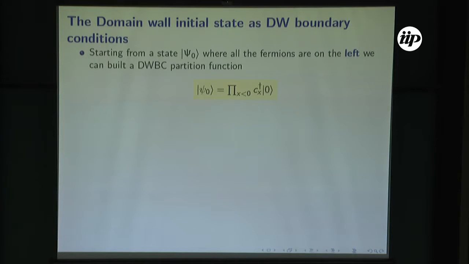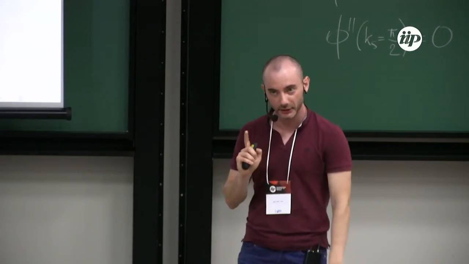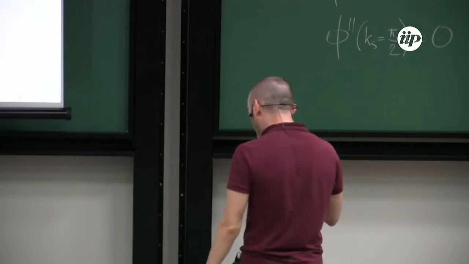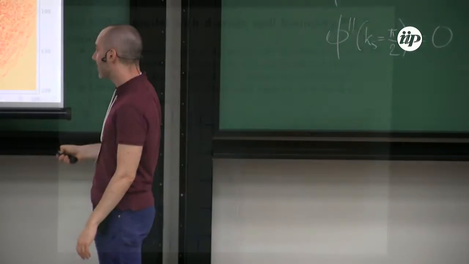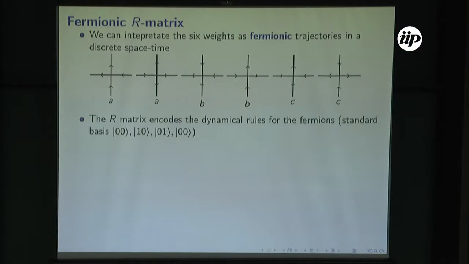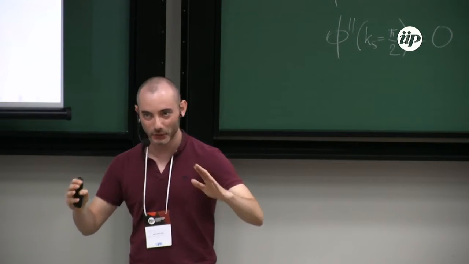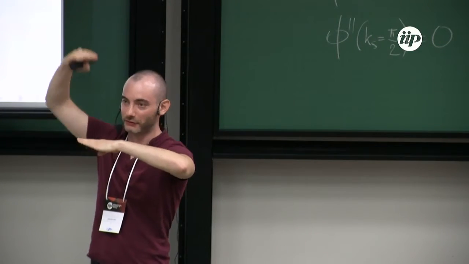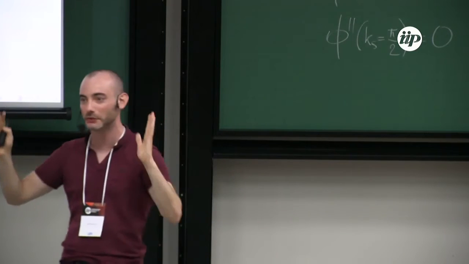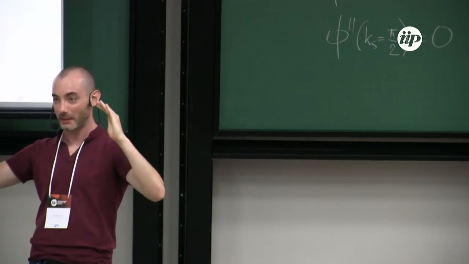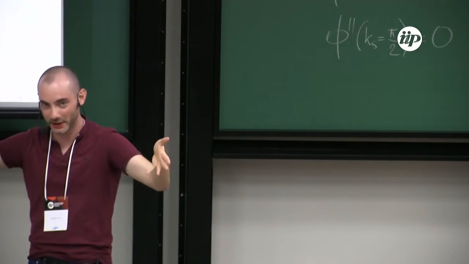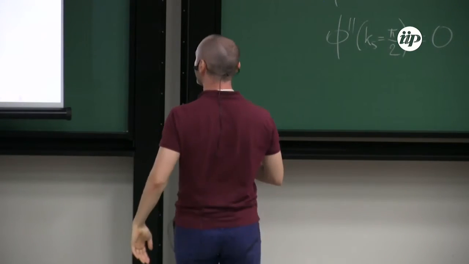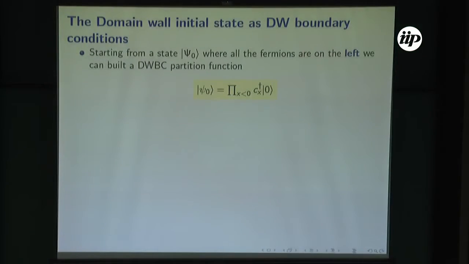So now comes the very nice point. The interesting point is how can I generate the domain wall boundary condition? Because I have fermions on the lattice, what I'm thinking of is a full time evolution of fermions. I cannot impose a boundary condition in time, but I am allowed only to impose a boundary condition at fixed time by creating a state made of fermions. But let me show you how you can build the domain wall boundary condition.